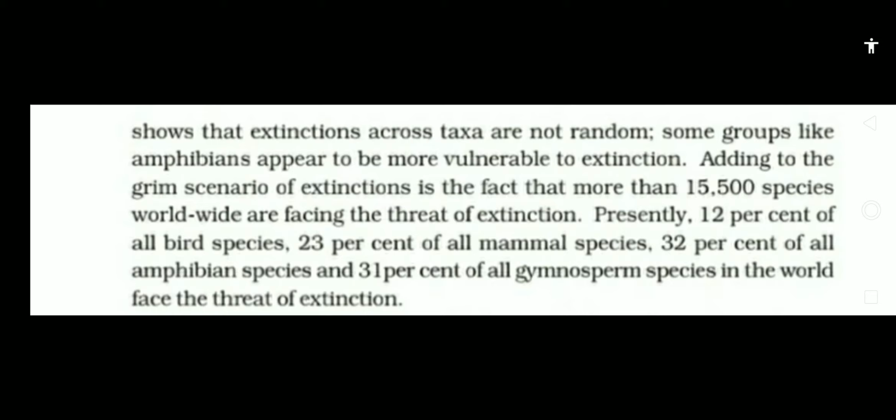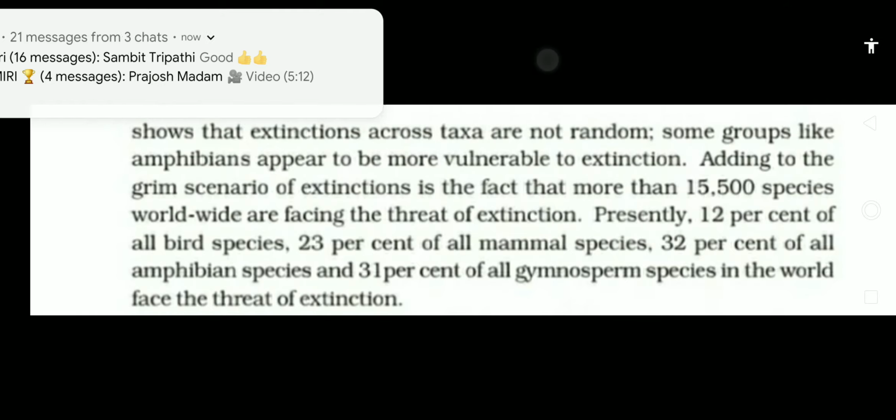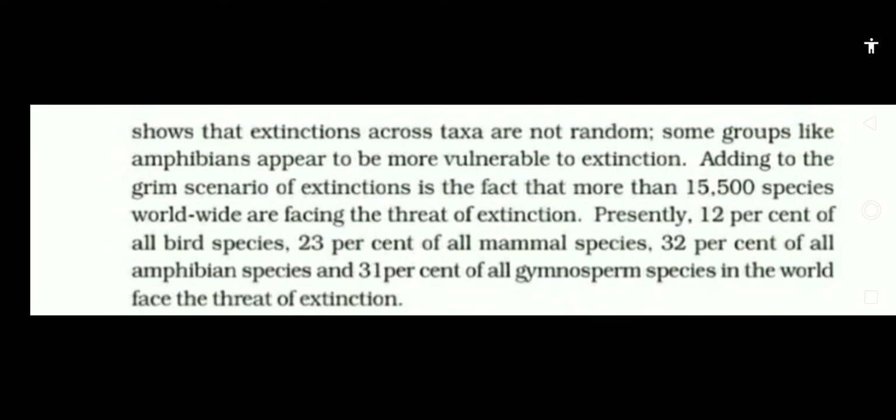Many groups of amphibians appear to be more vulnerable to extinction. It is found that many groups of amphibians are facing a lot of risk and are going towards extinction. In the present scenario, the rate of extinction is so high that more than 15,500 species worldwide are facing the threat of extinction.